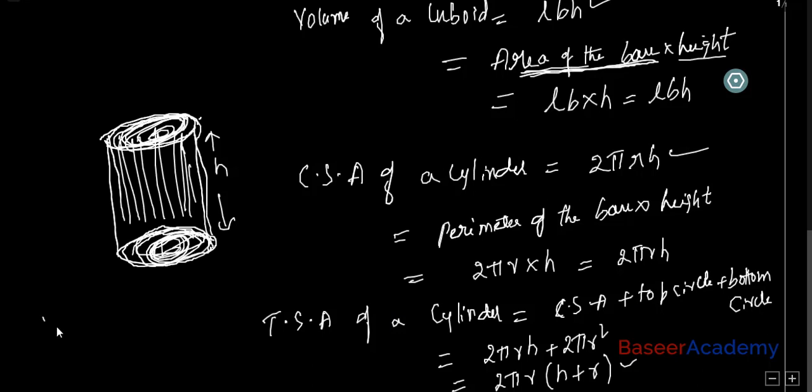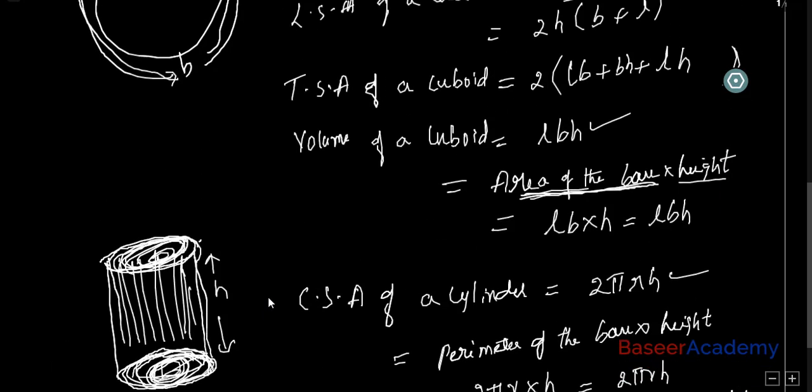Volume of a cylinder. Let's find out the volume of a cylinder. I told you that volume is usually the area of the base into height, right? The base is in the form of a circle, so the area of that circle is pi r square into height, which we represent as h. So the volume of the cylinder here is pi r square h.